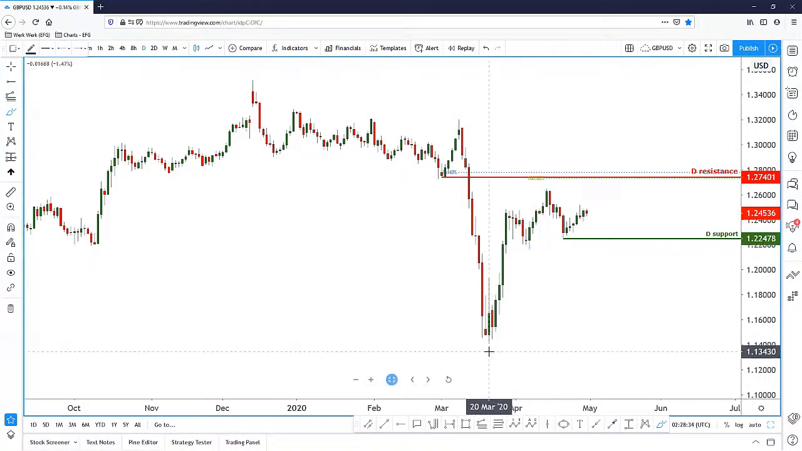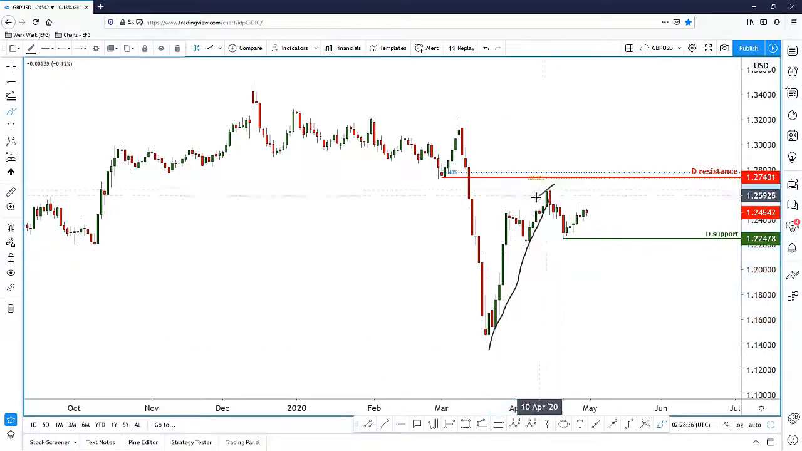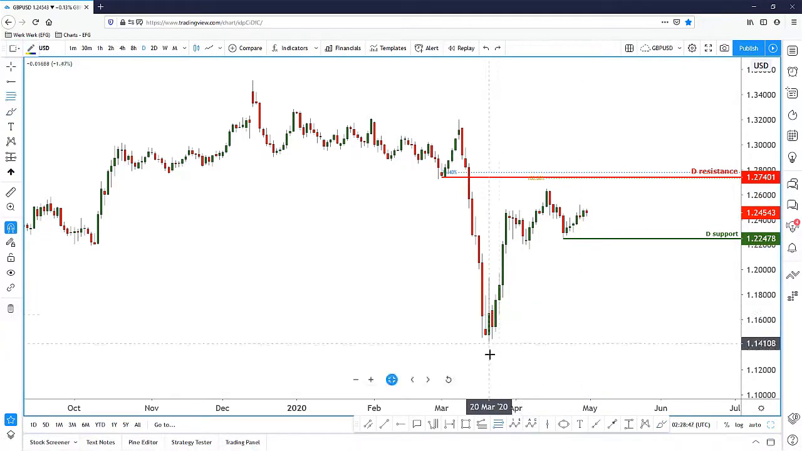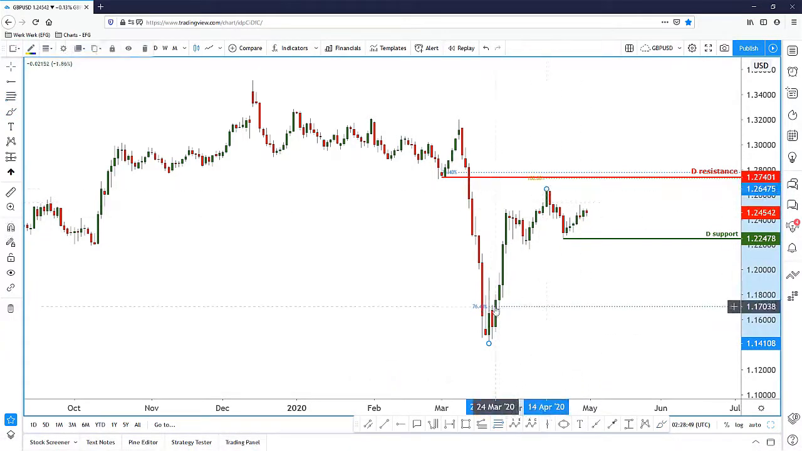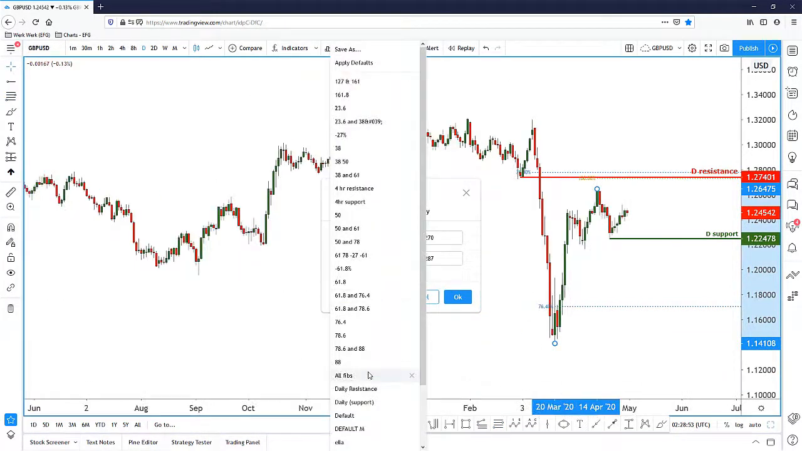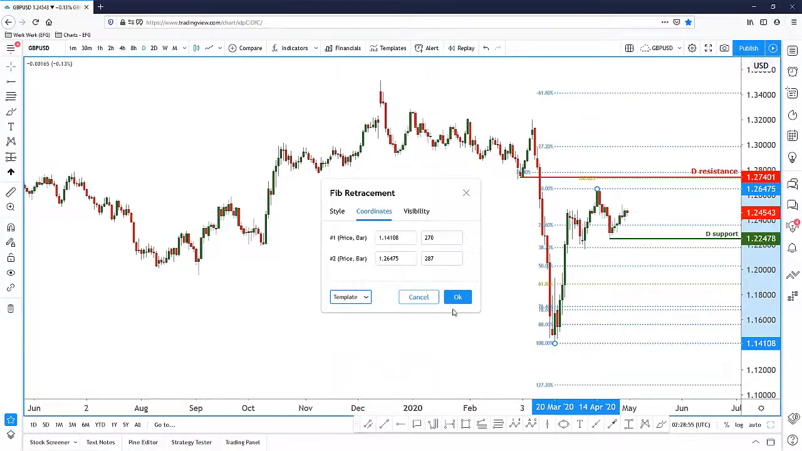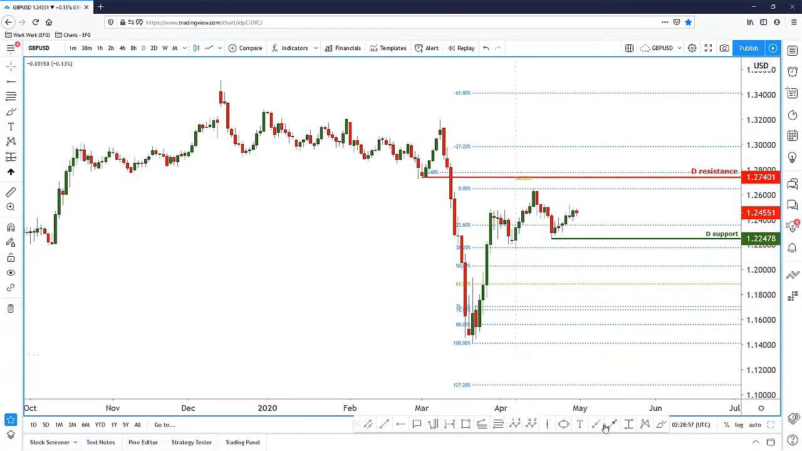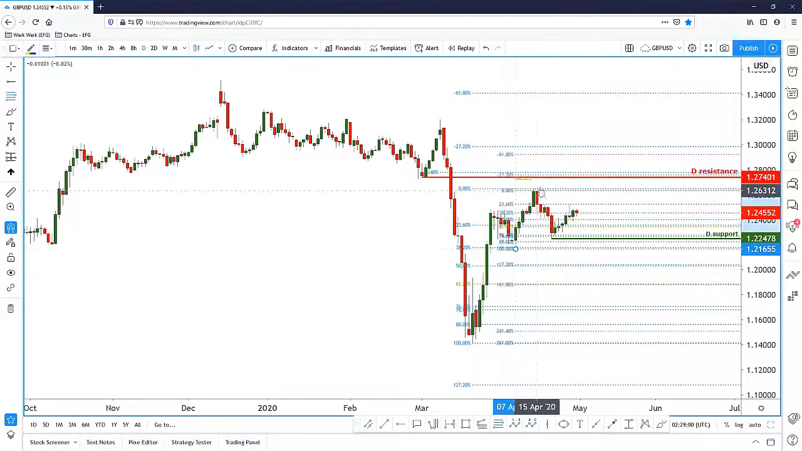We can take a retracement of this whole move, all right, or a retracement of this move because price came back down and ended here. Right, so let's just take those two retracements. Open up all Fibonacci ratios. Okay, and let's take the second retracement.